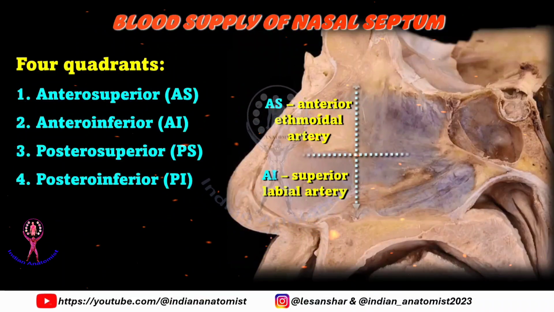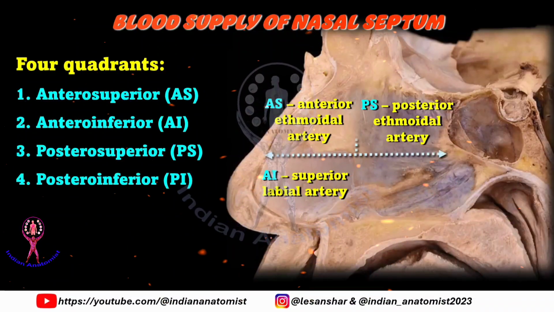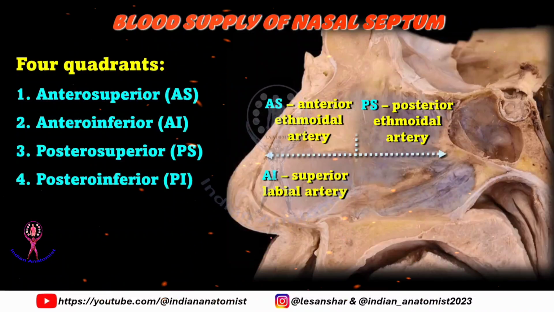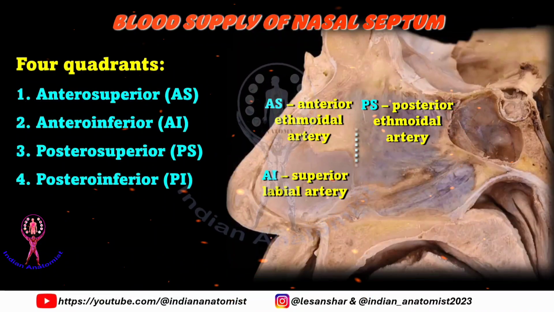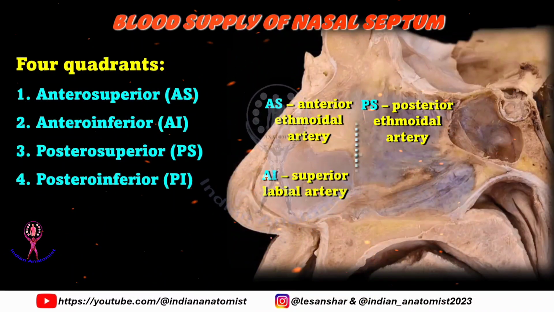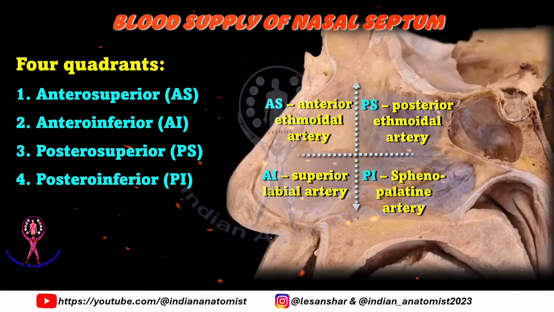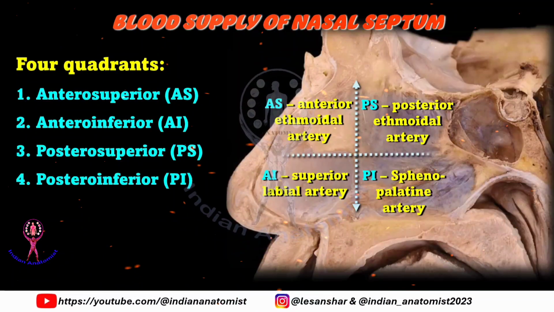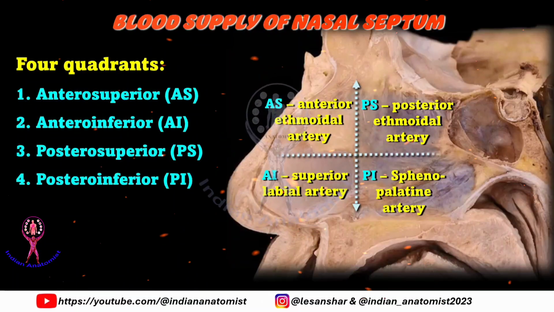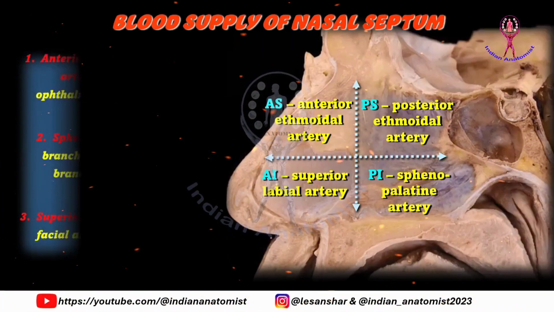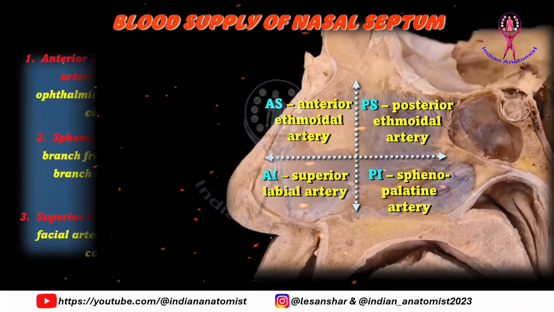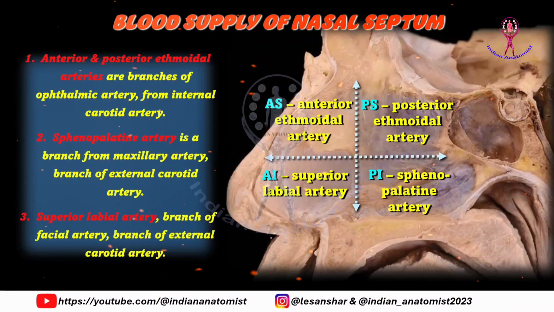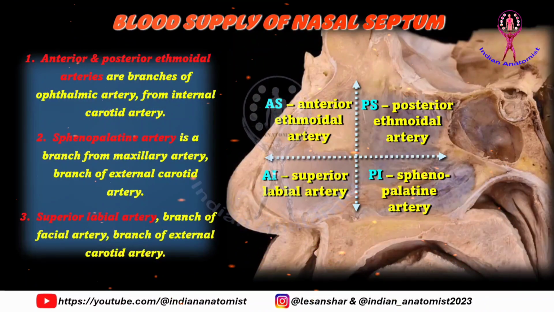of external carotid artery. The posterosuperior quadrant of septum is supplied by posterior ethmoidal artery, a branch of ophthalmic artery, a branch of internal carotid artery. Whereas the posteroinferior quadrant of septum is supplied by sphenopalatine artery, a branch from maxillary artery, which is a branch of external carotid artery. Ultimately, the septum is supplied by arteries of both external and internal carotid arteries.